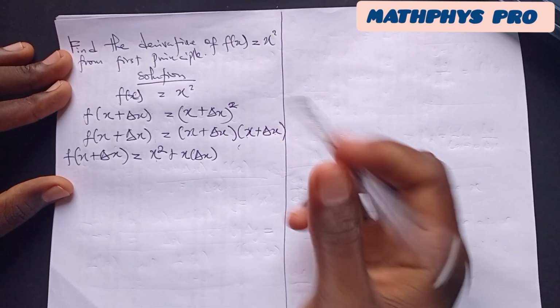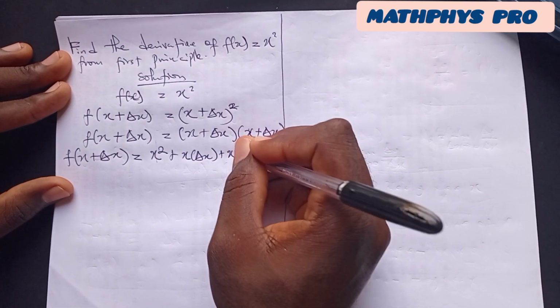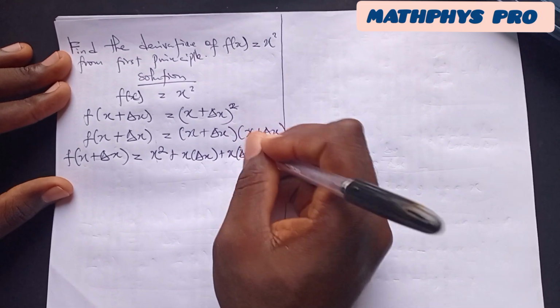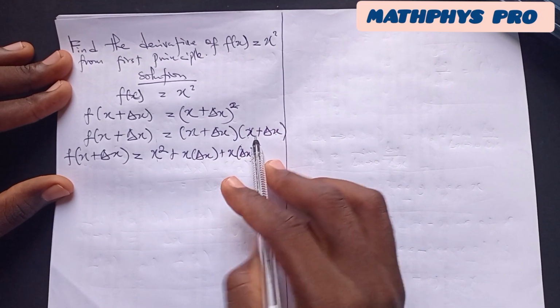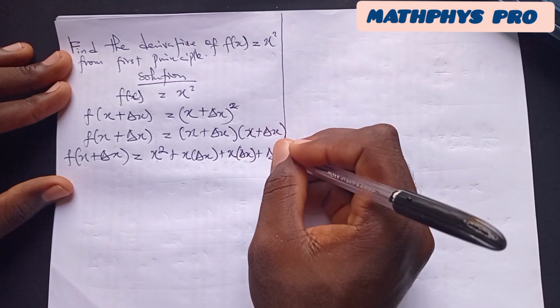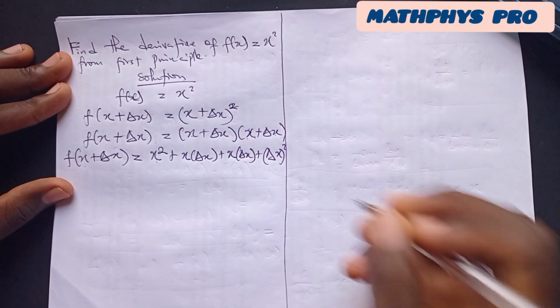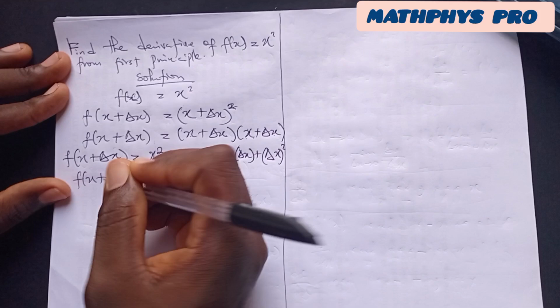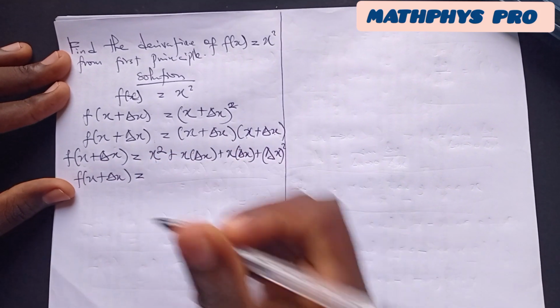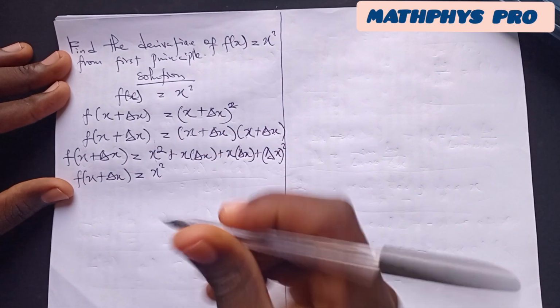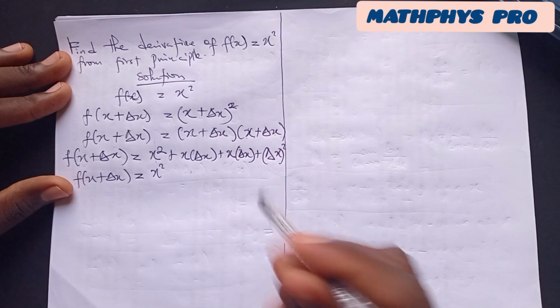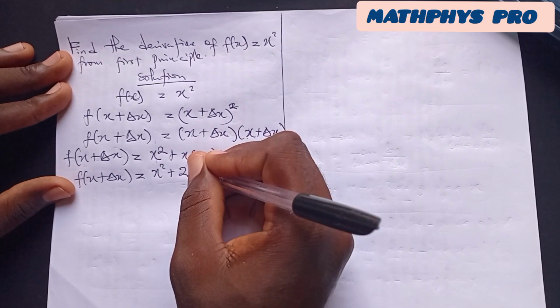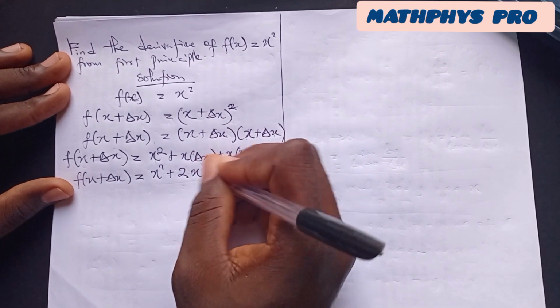Change in x times x gives you plus x change in x. Then change in x times change in x gives plus change in x squared. So we still have f of x plus change in x at the left hand side, x squared. Now x change in x plus x change in x will give you plus 2x change in x.